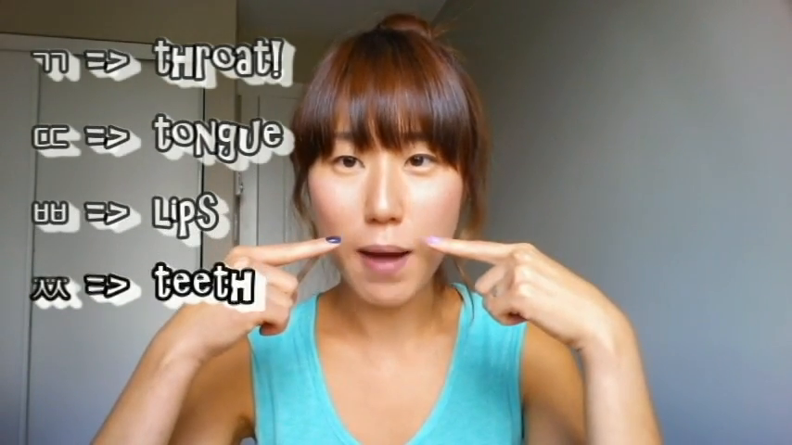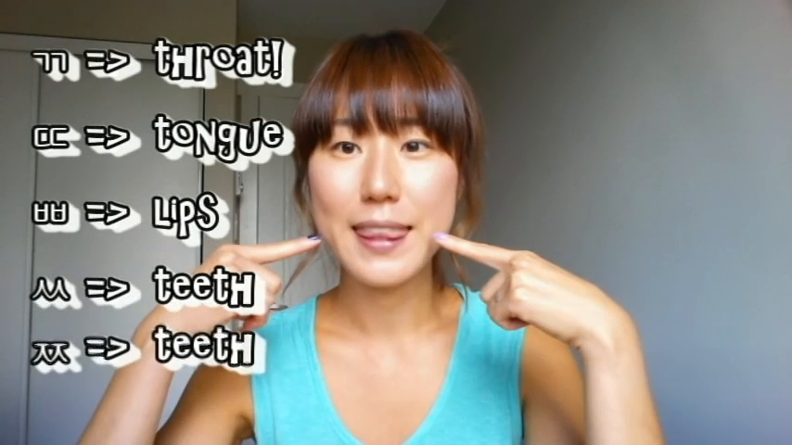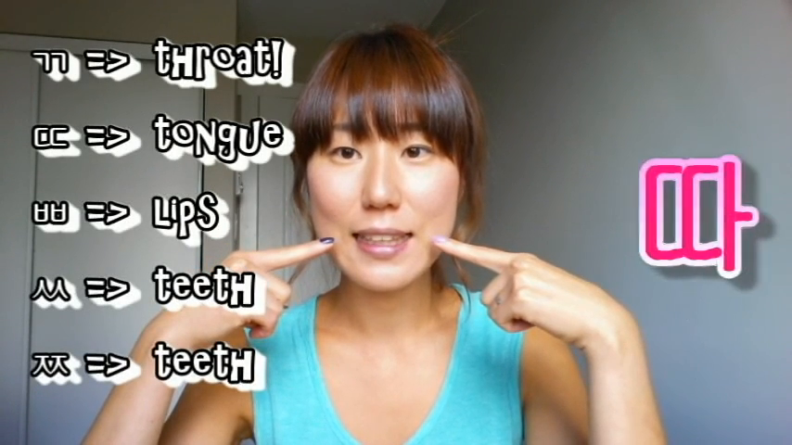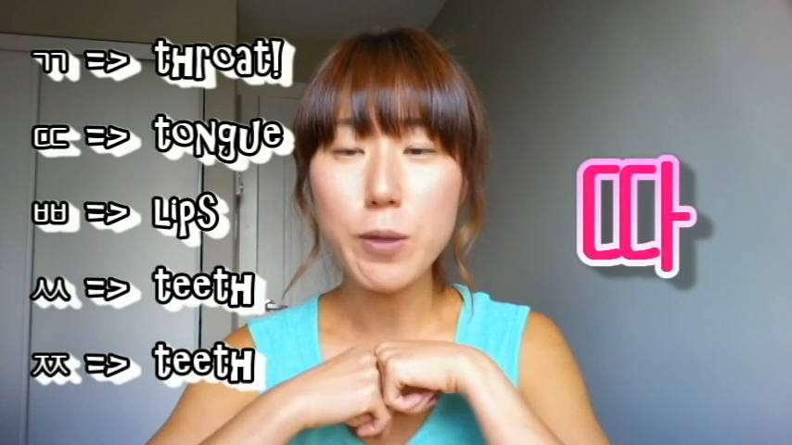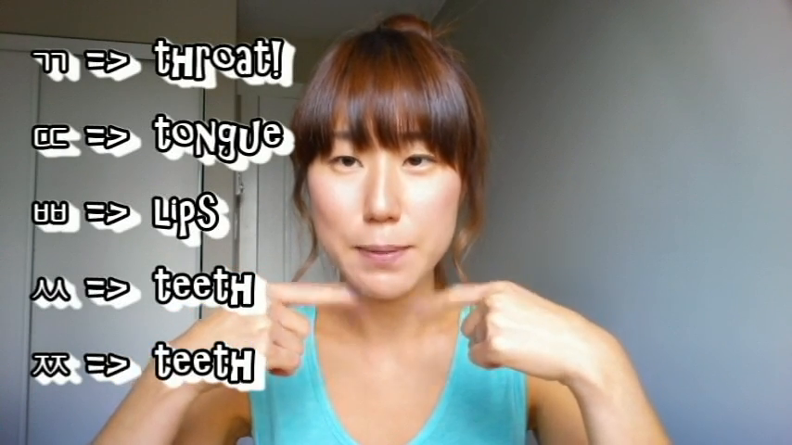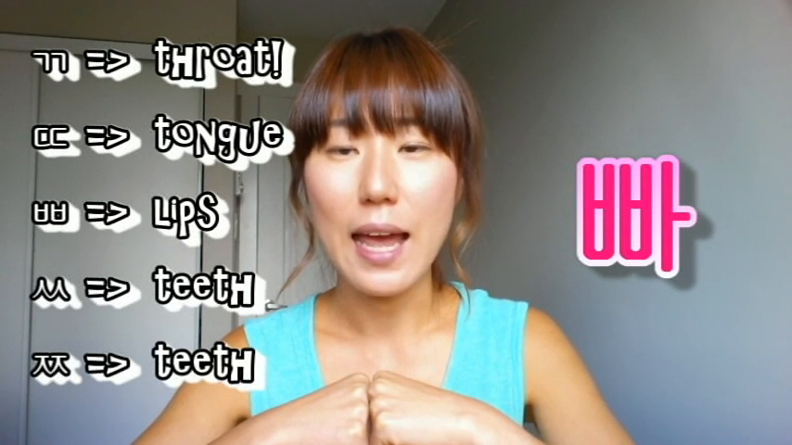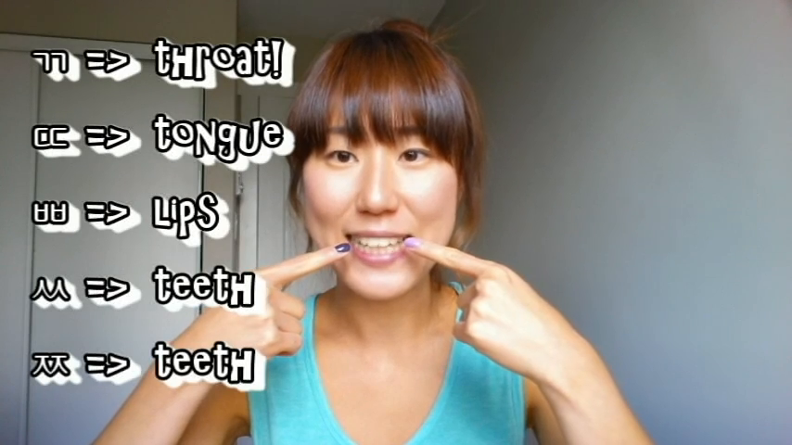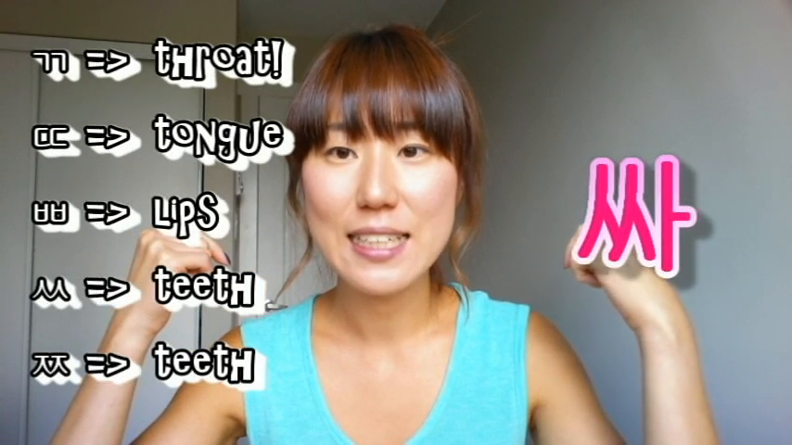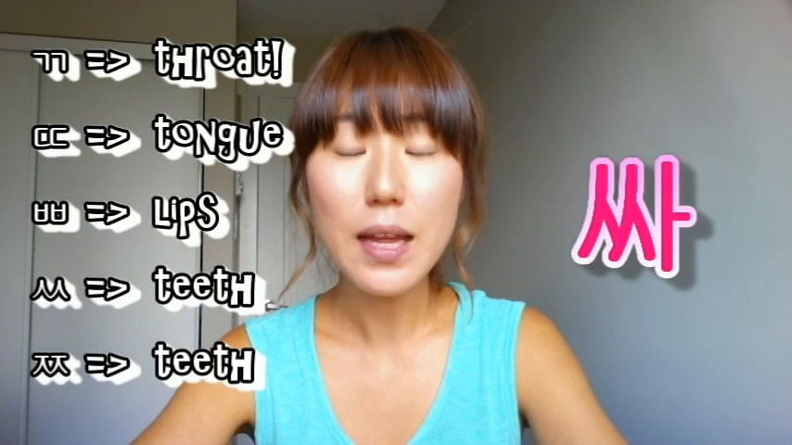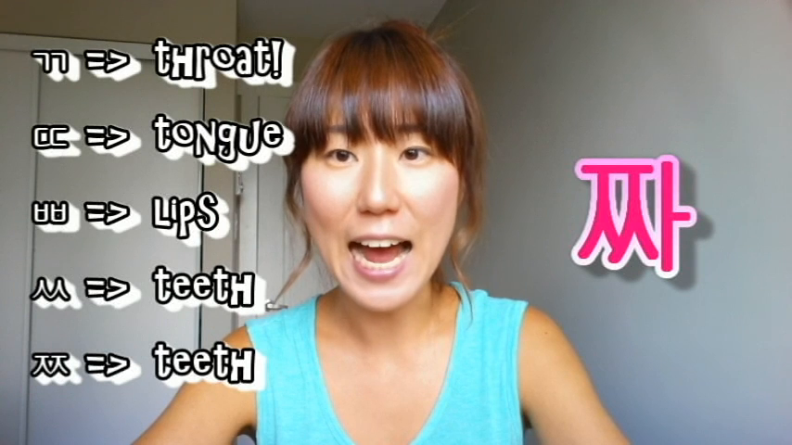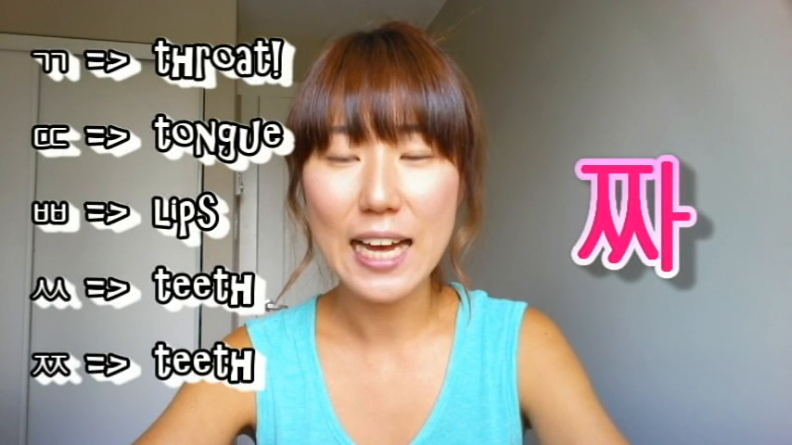And double D is traction between the roof of your mouth and your tongue. Ta, ta. And double B is traction between your lips. Pa, pa. And double S is traction between your teeth. Sa, sa. And double J as well, traction between your teeth. Ja, ja.